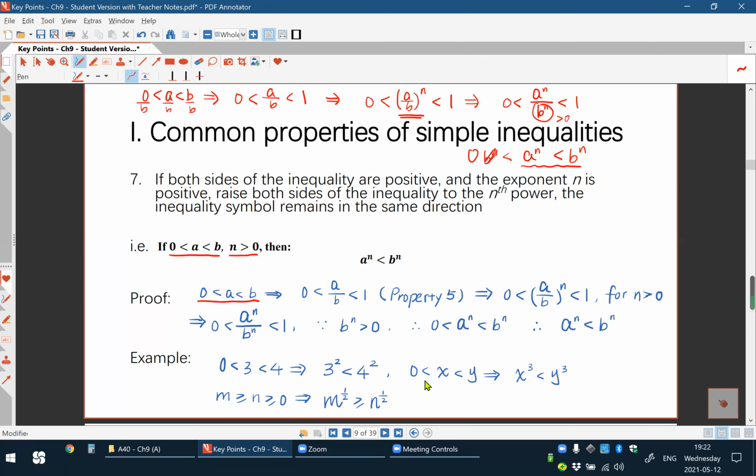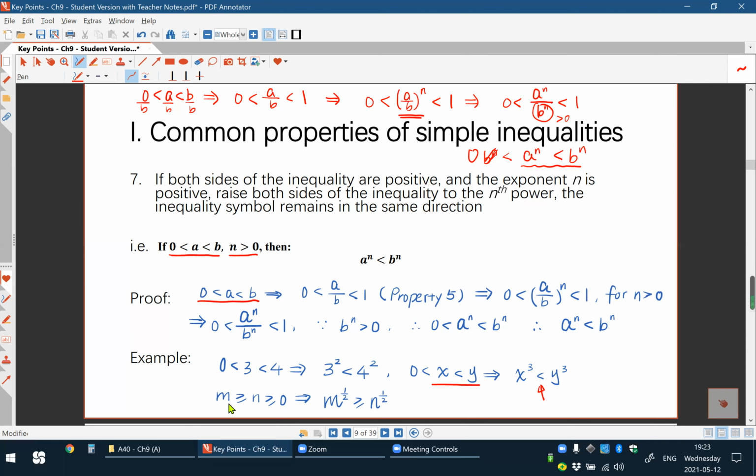Or for another example, if we know that x is smaller than y, and both x and y are positive numbers, then if we raise both sides of the inequality to the third power, the inequality symbol does not change direction. So x cubed is smaller than y cubed.